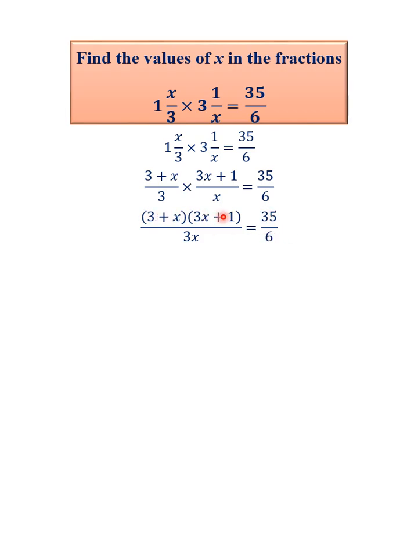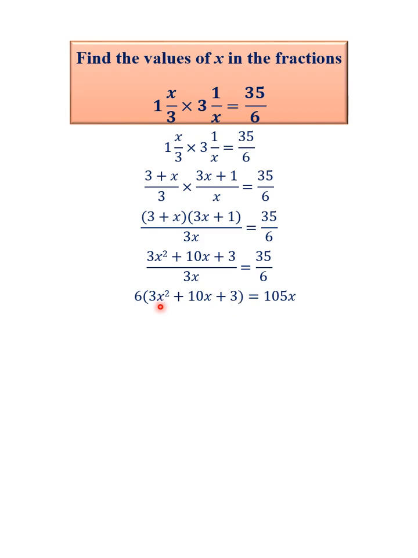If we expand the numerator by opening the bracket, we are going to obtain 3x squared plus 10x plus 3. If you take your time to expand this carefully, you are going to arrive at this, divided by 3x equals 35 all over 6. At this point, we are free to cross multiply. 6 multiplies this numerator and 3x multiplies 35. So that we have 6 into 3x squared plus 10x plus 3 equal to 3x times 35 gives us 105x.